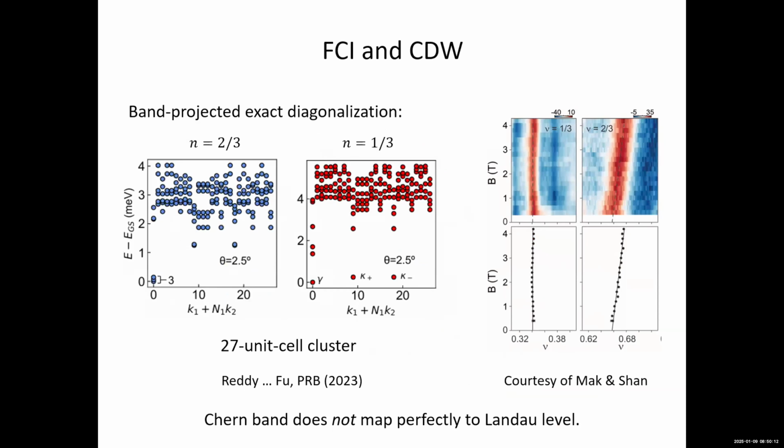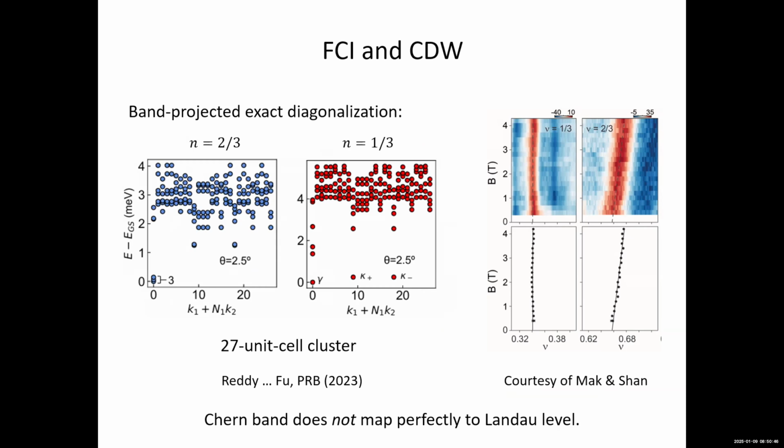When we look at a different angle, 2.5 degrees, in this case, our diagonalization shows that at 2/3 filling, the ground state is still a fractional Chern insulator. But at 1/3 filling, you see the ground states lie at a different momentum sector. This is in fact a charge density wave state. So that is a prediction. And then we talked to experimental groups, and the Cornell group told us that indeed, this is what they see in MoTe2. I don't know if it's published or not, but they generously shared it with us.